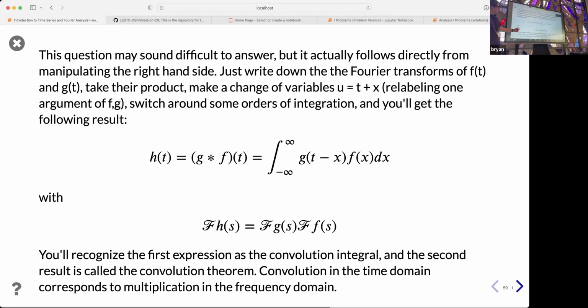And that function, it turns out, is the thing that if I take the Fourier transform of h of t, that gives me something in the Fourier domain, which is why this argument is s here. So the Fourier transform of this thing is equal to the product of the Fourier transforms. So convolution is the operation in the time domain that corresponds to multiplication in the frequency domain. This result here is called the convolution theorem.